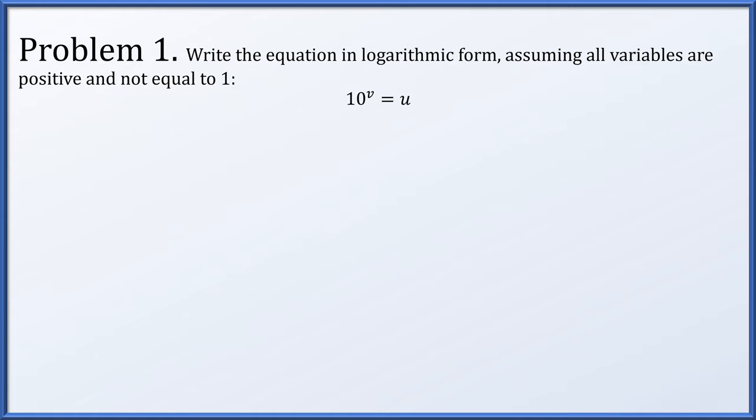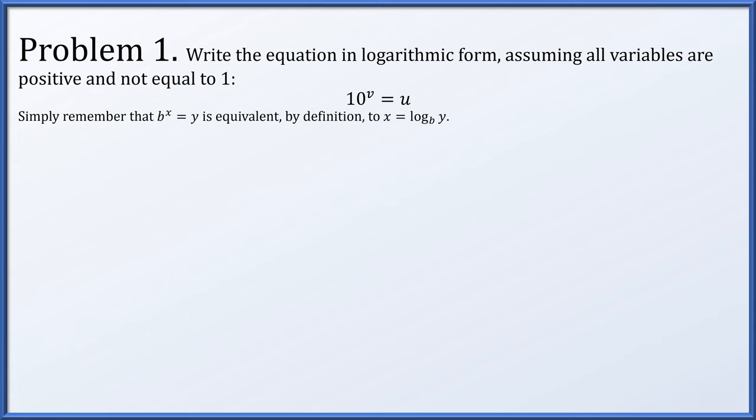In problem 1, we're asked to write the equation in logarithmic form, assuming all variables are positive and not equal to 1. Before we proceed, observe that the variable v is the exponent in this exponential equation and could conceivably be any real number. U is the output of the exponential and will definitely be positive, but could actually be equal to 1. The language "assume all variables are positive and not equal to 1" is sort of blanket language because in an exponential expression, the base itself should be positive and not equal to 1.